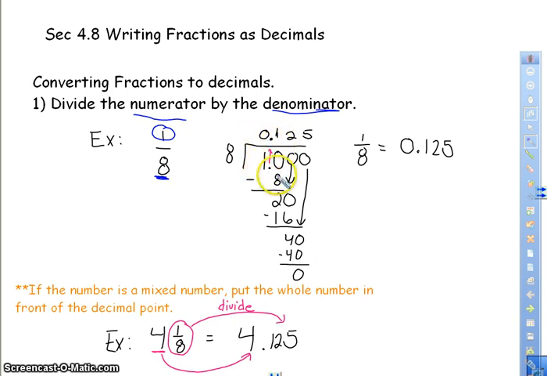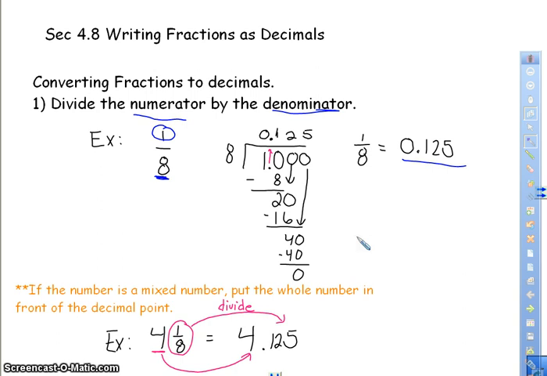Add a 0. Okay, 8 goes into 10 one time. 8 times 1 is 8. Subtract that and I get 2. Add a 0 and bring it down. 8 goes into 20 two times. 2 times 8 is 16. Subtract that and I get 4. Add a 0 and bring it down. 8 goes into 40 5 times evenly. So my answer would be 0.125 or 125 thousandths. Okay, so you're dividing by putting your numerator underneath the sign and your denominator on the outside.